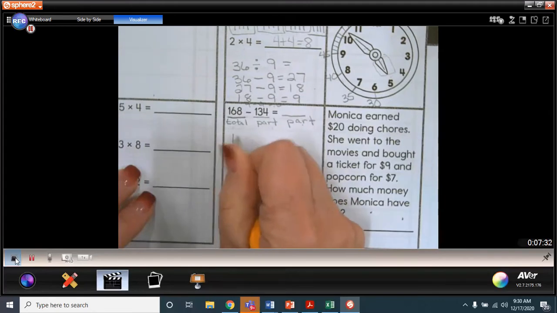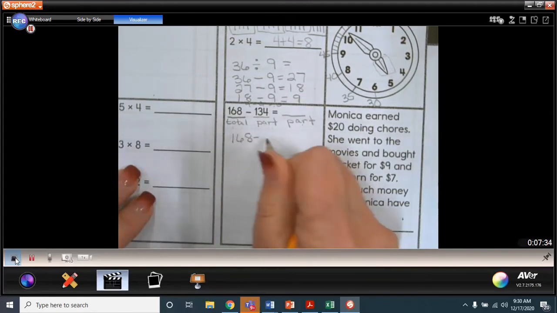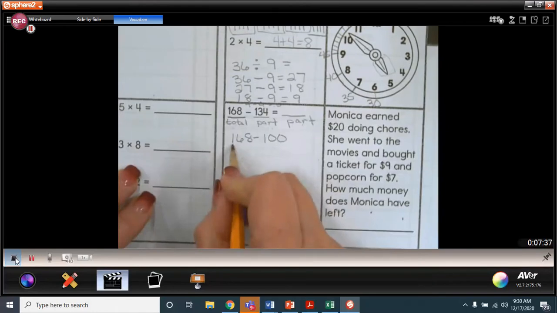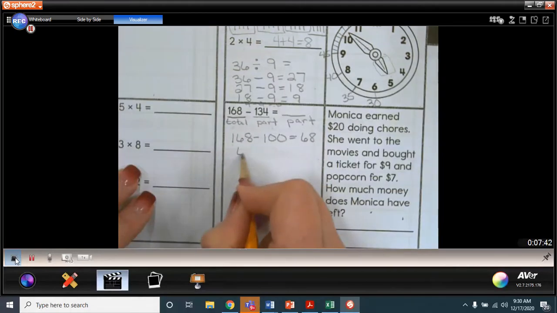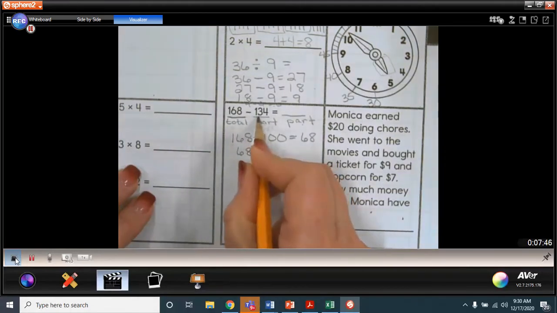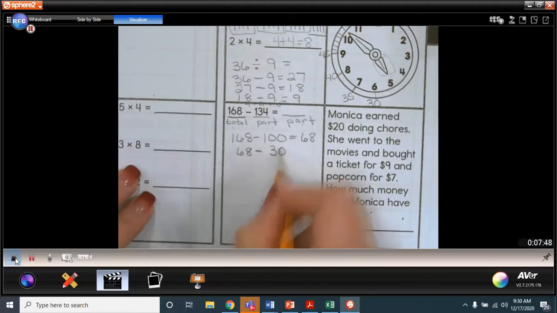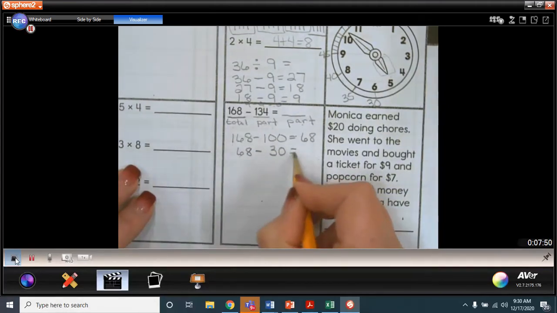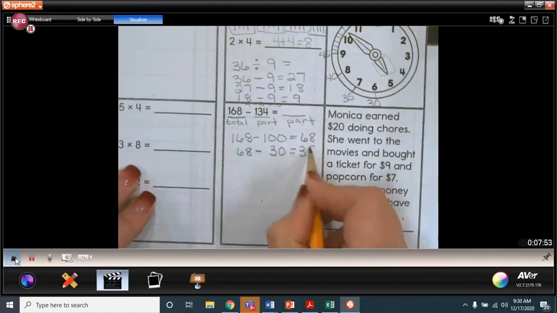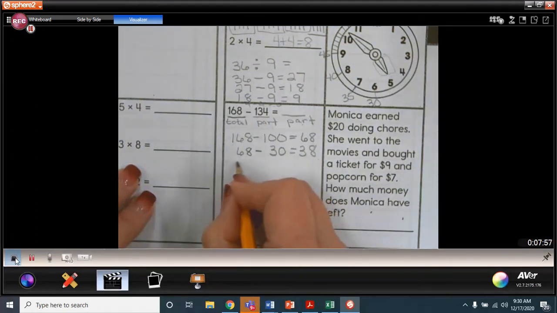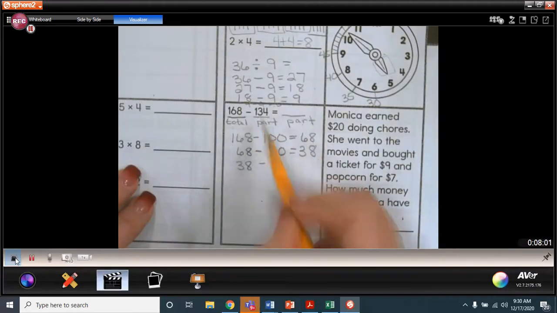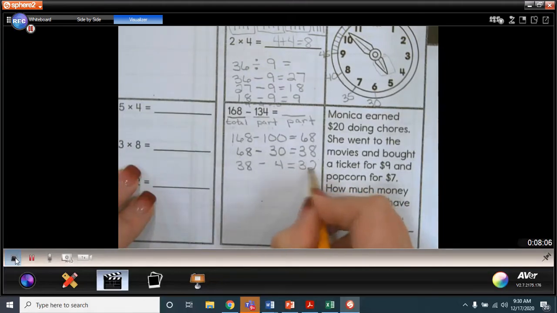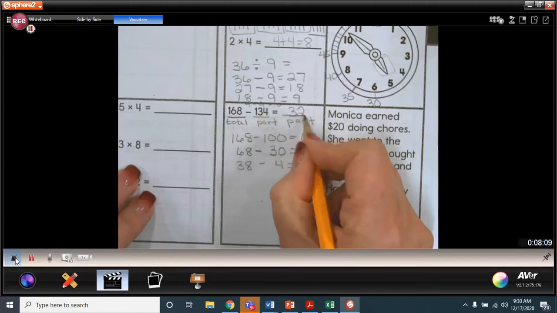So I'm going to subtract off 100, which is here. That leaves me with 68. Now I'm going to take that 68 and subtract the 30, or the 3 tens. 3 tens from 60 is 30, and 8 is 38. And finally, my ones, 38 minus 4, because 100 here, 30 here, we subtracted 4, is going to be 32. 32 is my missing part.